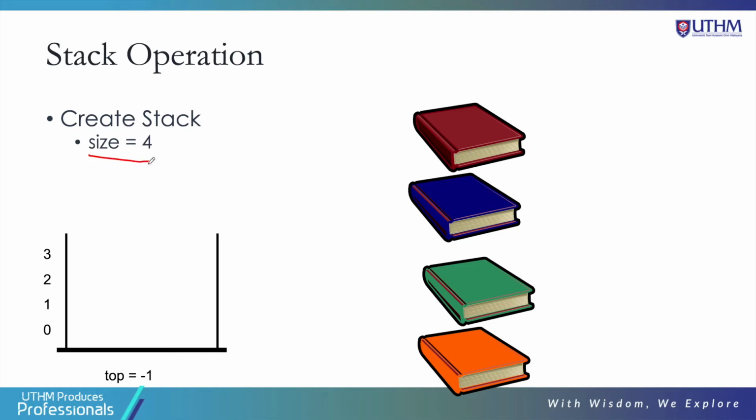Okay, or actually it is the size of that array. Let's say we declare the size of array is 4, or the size of stack is 4. So it will start with index 0 until index 3, because it uses the array indexing. Okay, so it must start with 0.